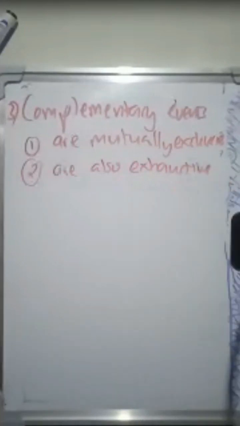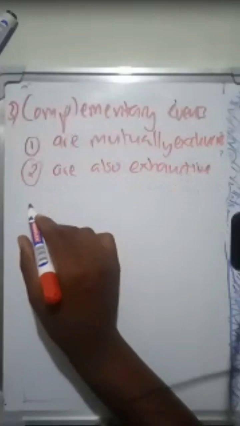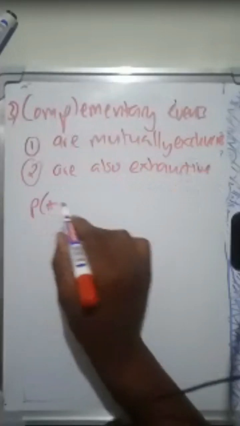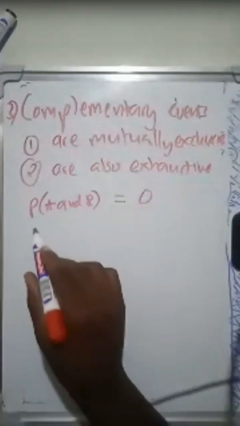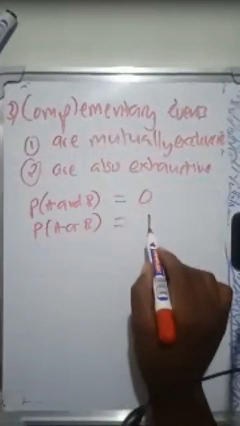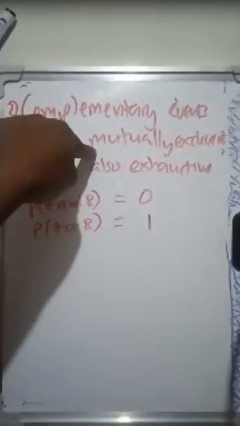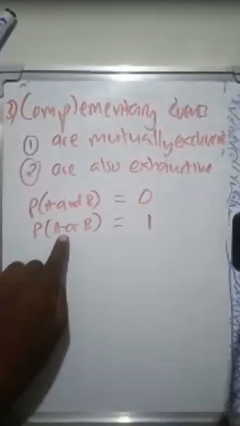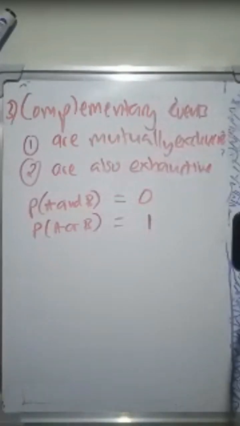Right? So what does it mean? It means for complementary events, if A and B are complementary events, then the probability of A and B is equal to 0, and also the probability of A or B is equal to 1. The probability of A and B is equal to 0 because complementary events are mutually exclusive. And also the probability of A or B is equal to what? To 1. Okay?